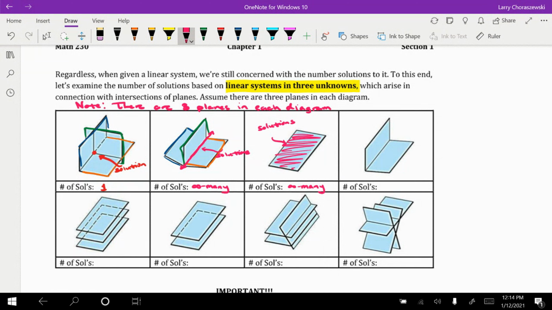All right, so that's going to be something that we address from time to time, is not only the number of solutions, but can we describe the geometry of this linear system just by virtue of the solutions to it and their format.